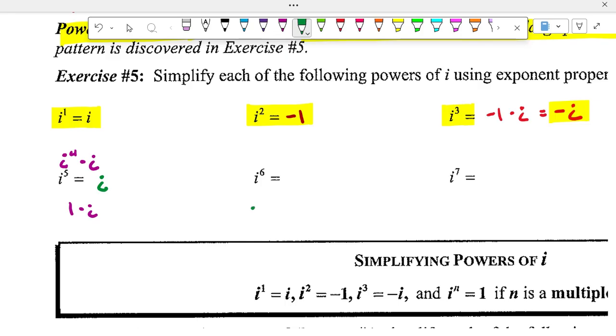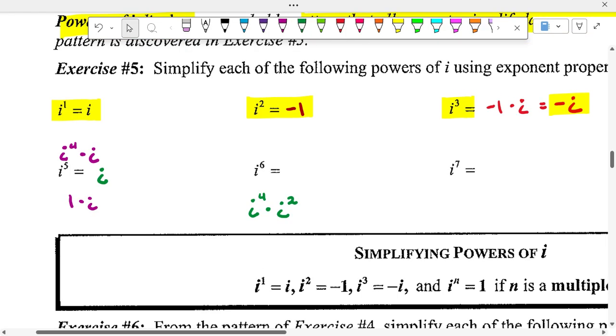I to the sixth can be rewritten as I to the fourth. So if I have I to the fourth, how many i's do I have left over? 2 to make I to the sixth. So I have I to the fourth times I squared. So what is I to the fourth? 1. What's I squared? Negative 1. So what's 1 times negative 1? Negative 1.